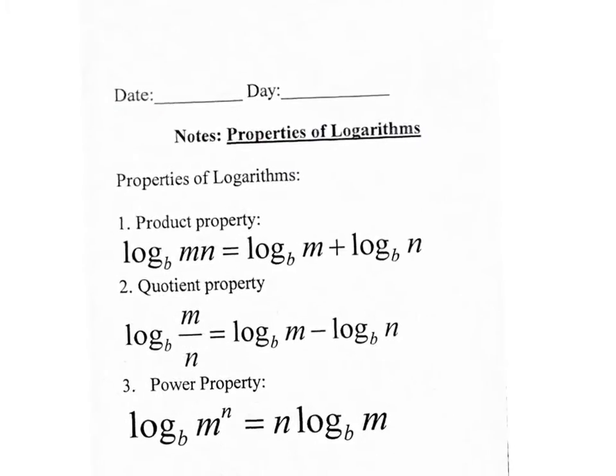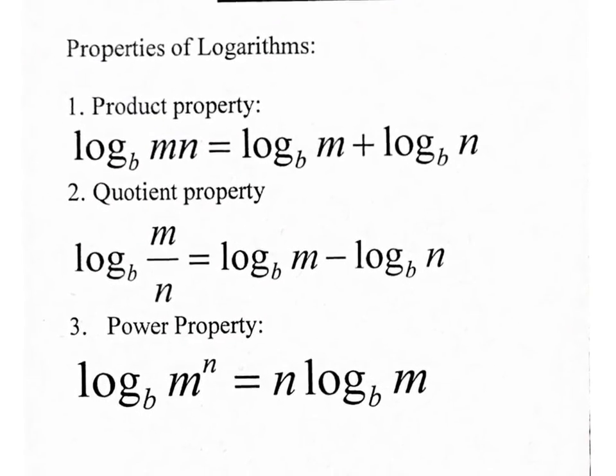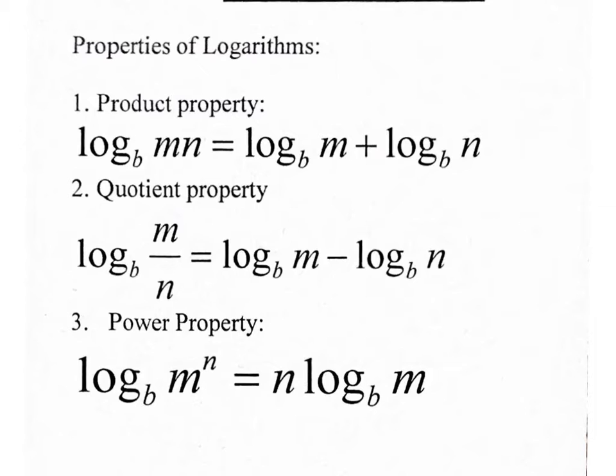Ladies and gentlemen, 7.5 is all about product properties. So we need to have these three properties memorized, right? The product property, product means what?